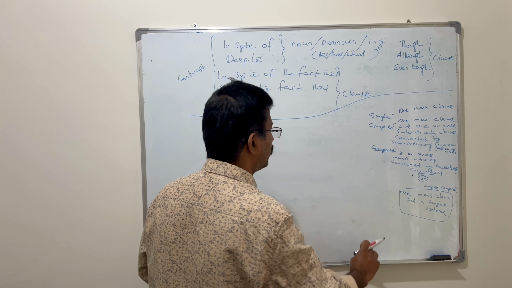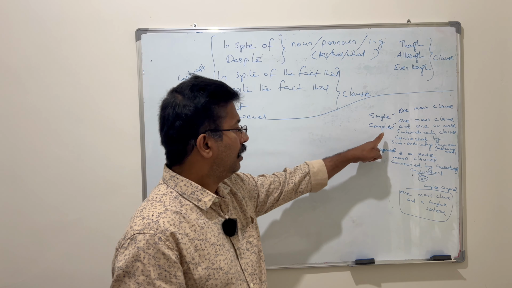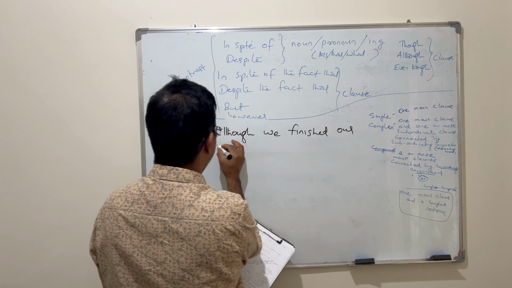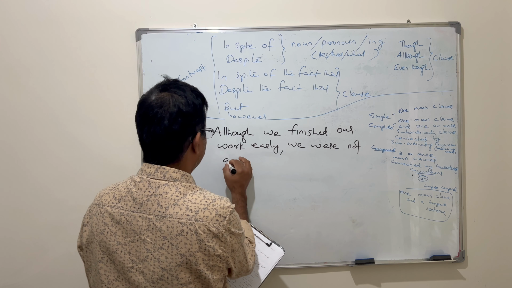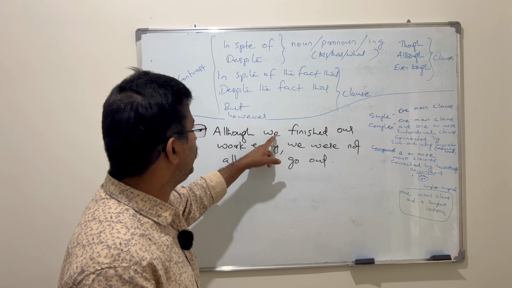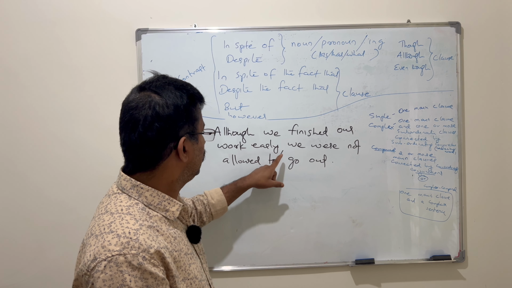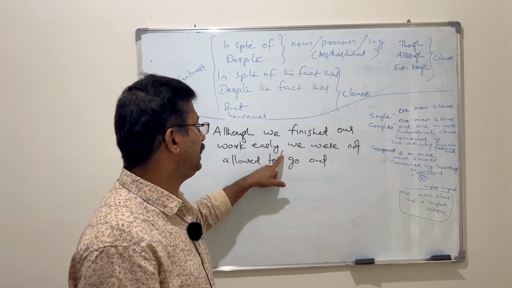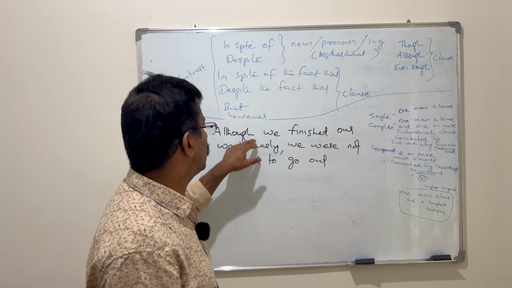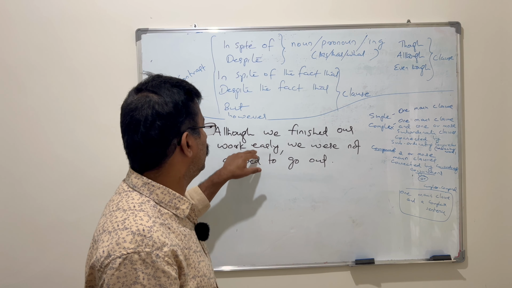Okay, next I'm going to write a couple of example sentences for complex sentences. Look at this. Although we finished our work early, we were not allowed to go out. Although we finished our work early, there's a comma. When I was taking although, though, and even though, I told you that if you are writing an although clause at the beginning, at the end of that there should be a comma, and I have put a comma there. Then we were not allowed to go out.